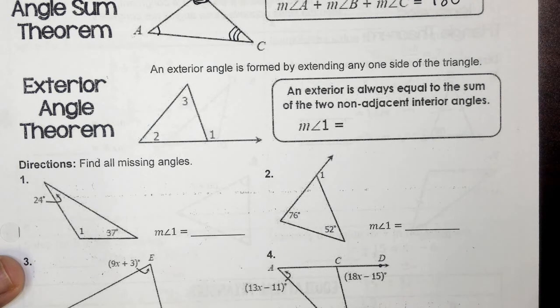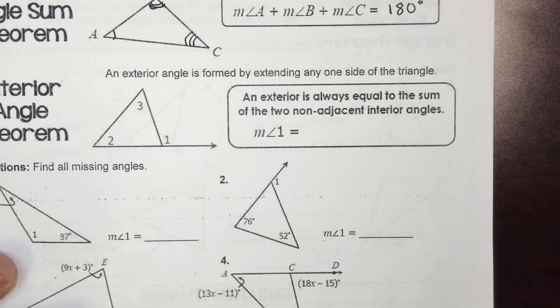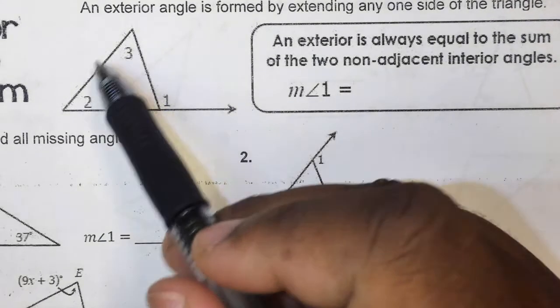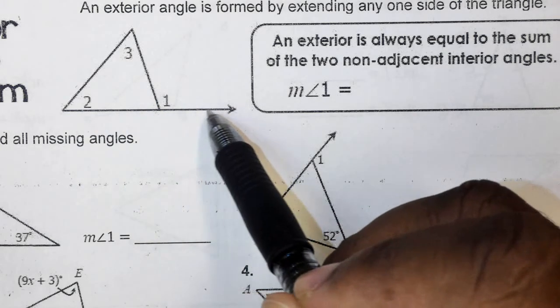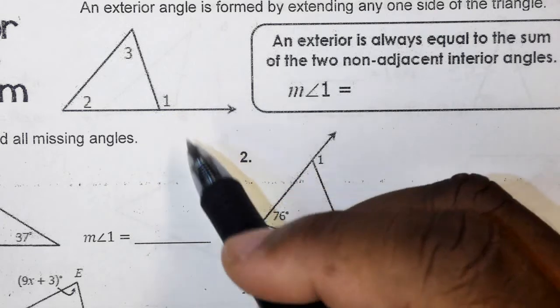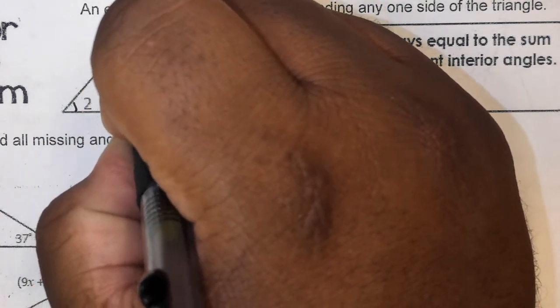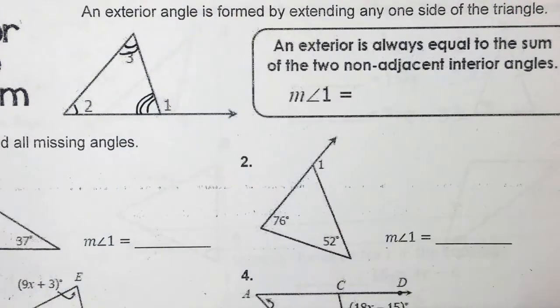But another theorem that you're gonna learn right now is exterior angle theorem. So this theorem says an exterior angle is formed by extending any one side of a triangle. So you got a triangle here. Let me zoom in. You got a triangle here, and then they extended this side right here and kind of created a line at the bottom going out infinitely. What happens is you have your three angles inside here, here, and then this angle here. But then by extending on this side, you create an angle on the outside. This angle 1.